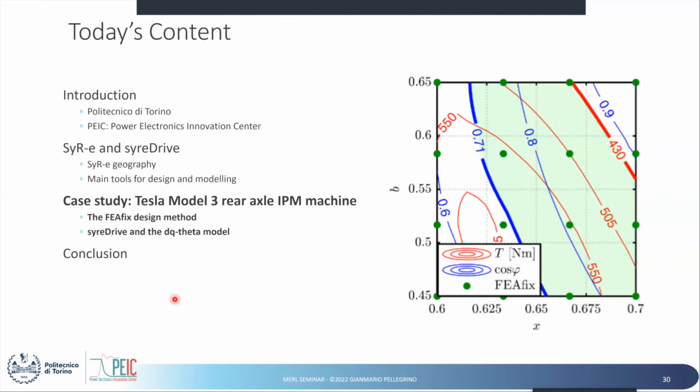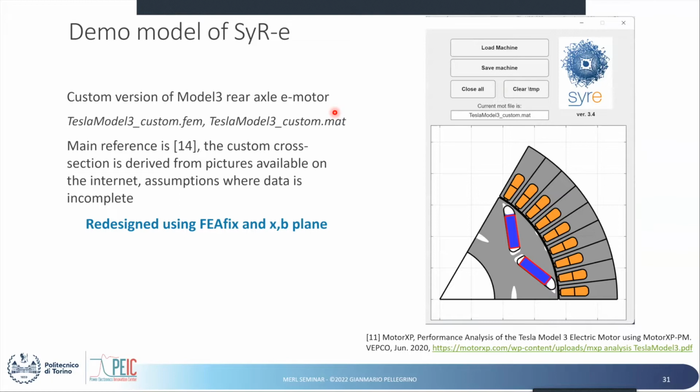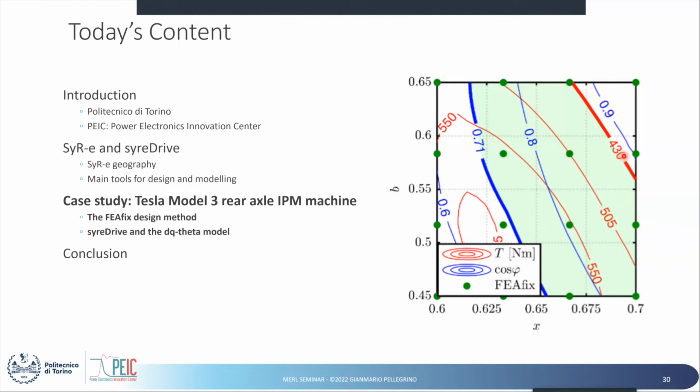So I introduced already the design plane X and B and the performance curves. Just to add a detail: on the performance curves, we have highlighted 430 Newton meters and 0.71 power factor. You notice the power factor increases this way, whereas torque increases the other way. So the green area is the feasible area according to the specs of the Tesla Model 3. We need a torque higher than 430 and a power factor higher than 0.71, for some reason related to the specs.